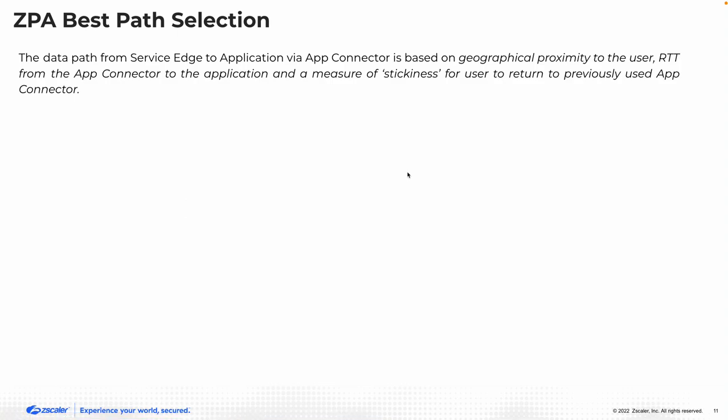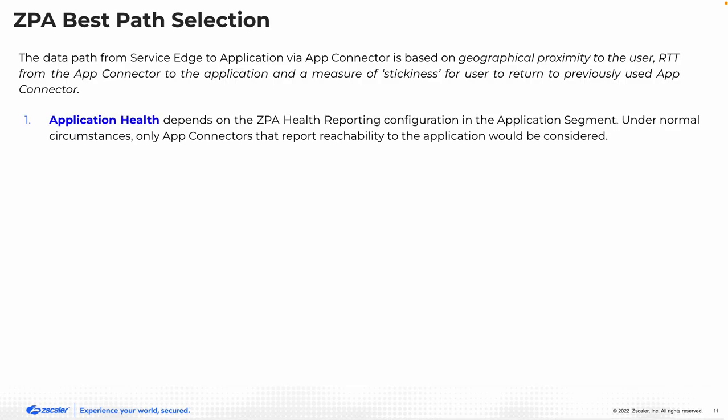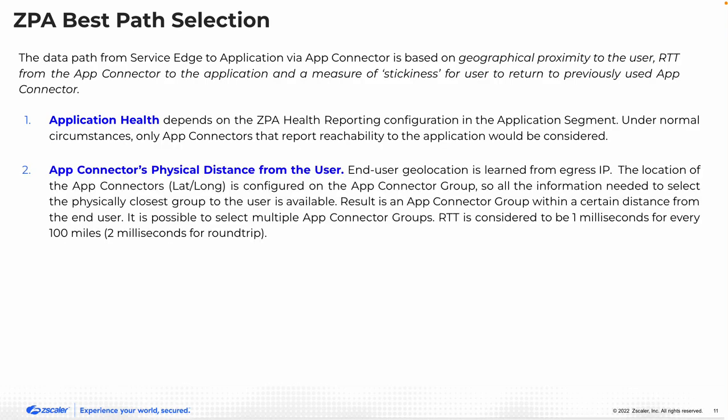So this brings us to our last slide on how ZPA selects the best path. ZPA checks the health data to find the app connector with valid paths that can reach the app. The resulting pool is all eligible connectors that can reach the application at the time of the request. From this pool, ZPA finds the path with the closest geographic proximity to the requesting user. ZPA examines the geographic distance from the user to these eligible app connectors.